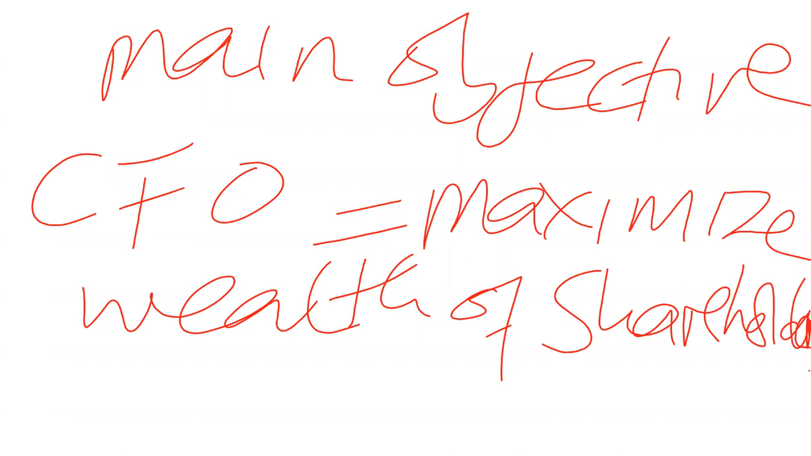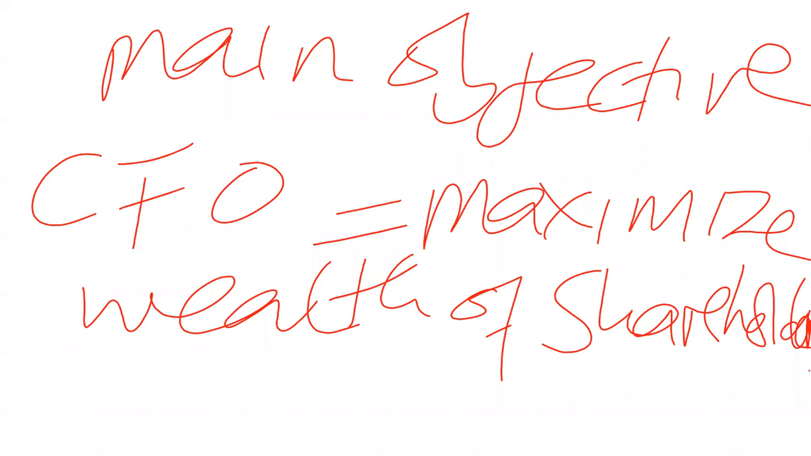So the chief financial officer will ensure that the wealth of the shareholders is maximized. It is the duty of the chief financial officer to make sure that there is enough profit in the company, and at the same time, that the shareholders, those people who own the money, who invested money in the company, are happy or their wealth has been maximized. So how do they maximize the wealth now?